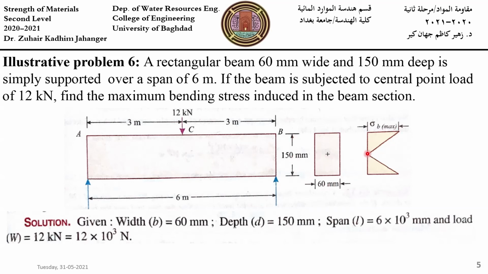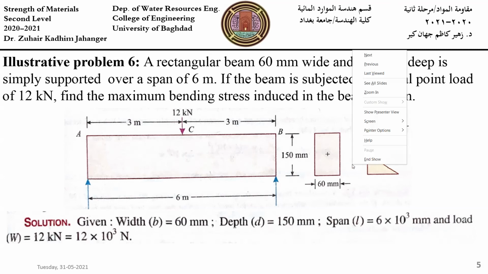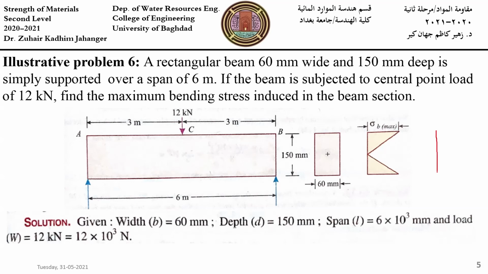So we can imagine the flexural stress along the section of the beam like this one, or we can do it like this one as well. If we draw it like this, it will be the same. Okay, so the solution begins with given width equals 60 mm, denoted as b, and depth d equals 150 mm. The span L equals 6000 mm and load W equals 12 kN or equals 12,000 Newton.